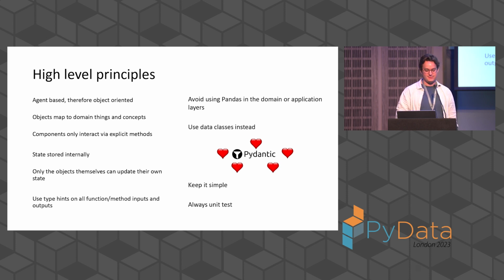Use type hints for function inputs and outputs, or method inputs and outputs. Golden rule: you don't want to be guessing. When you've got a huge code base, you don't want to be guessing what's going in and out.